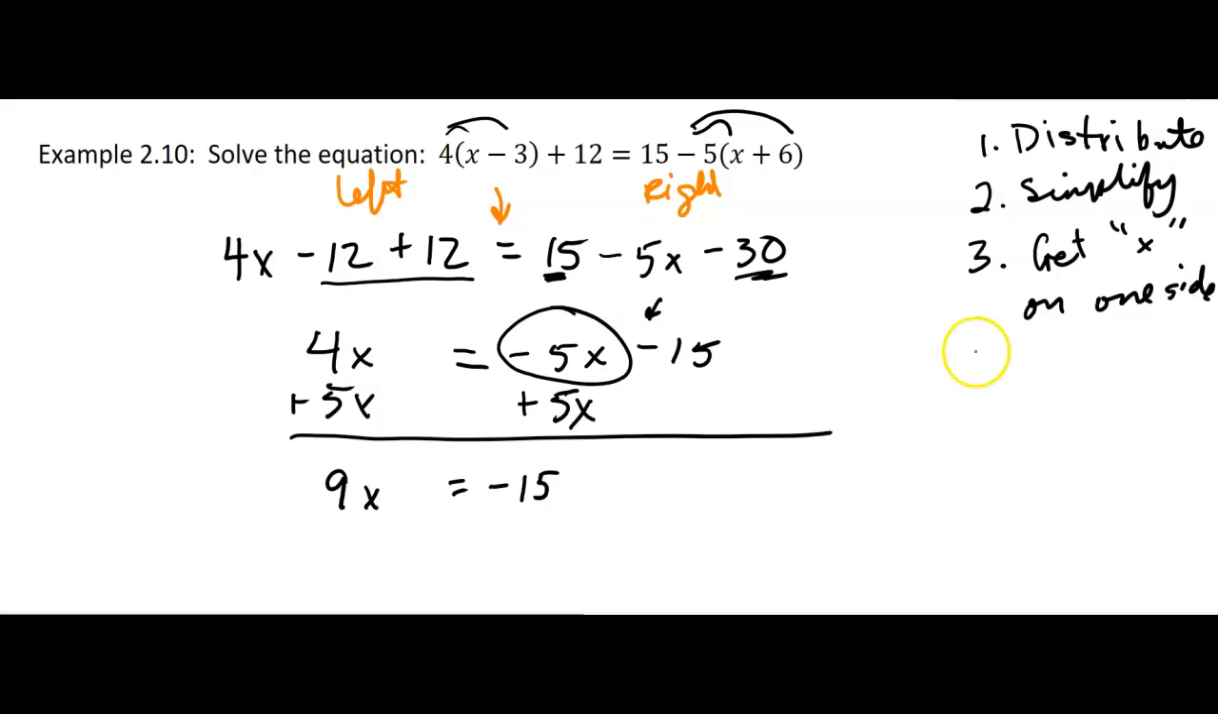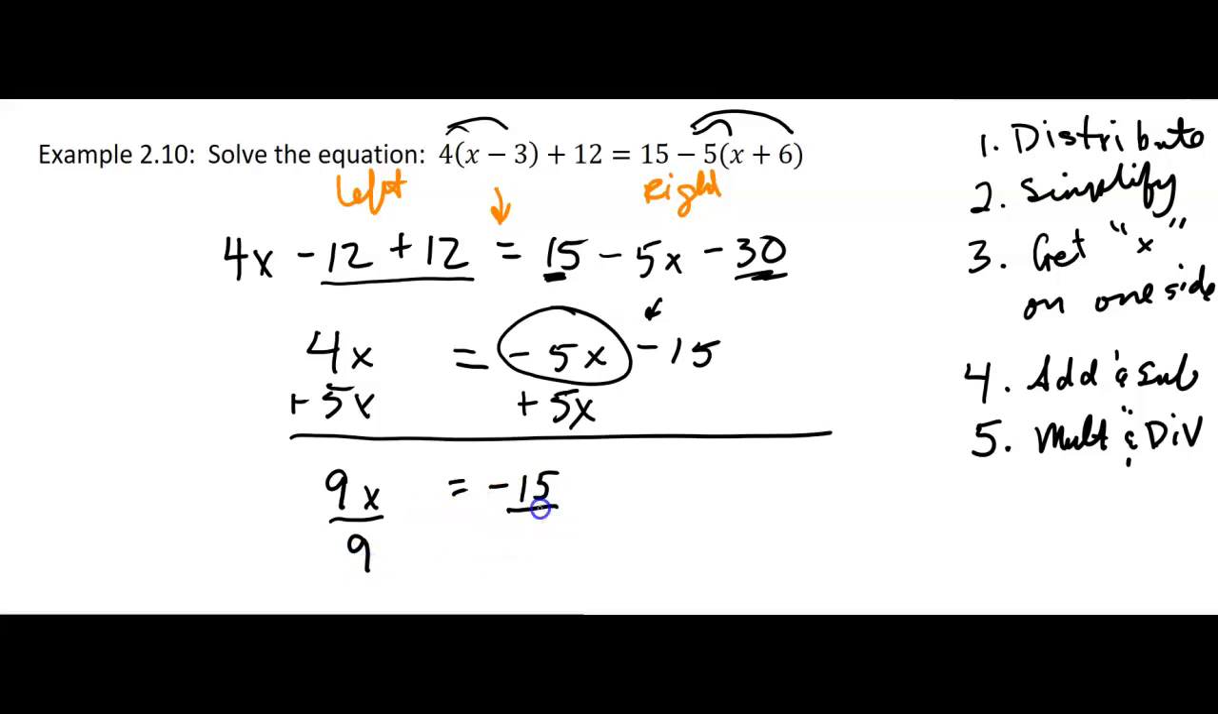Okay. And then a lot of times there's an adding or subtracting step. We don't have that here. In the first problem we did, we subtracted 7 from both sides, but this time we don't have that. So you just skip over it if you don't have it. And then the final step is usually a multiplication or division thing. So I'm going to divide both sides by 9.